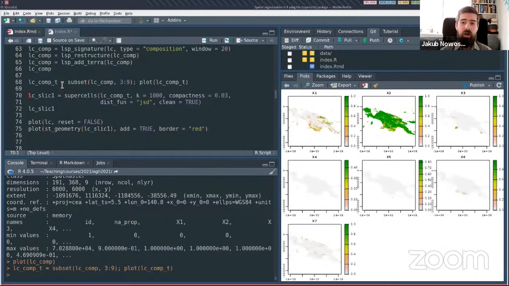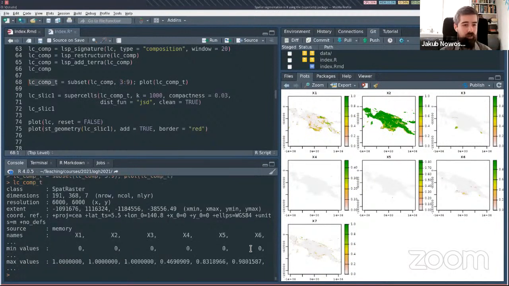However, I don't care about IDs. I don't care about missing cells yet. I mostly care about the actual proportions. So I use the subset function to just extract the third to the ninth layer in my raster. And now I can again apply the superpixels function.